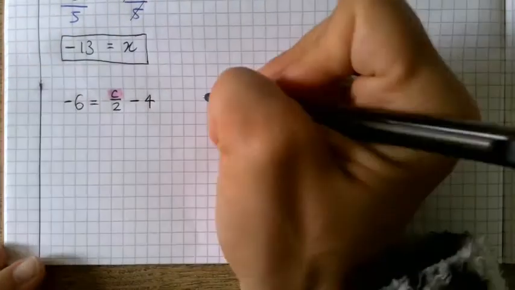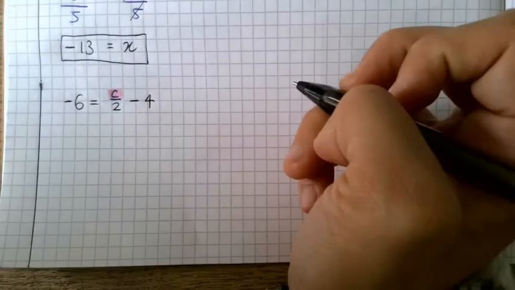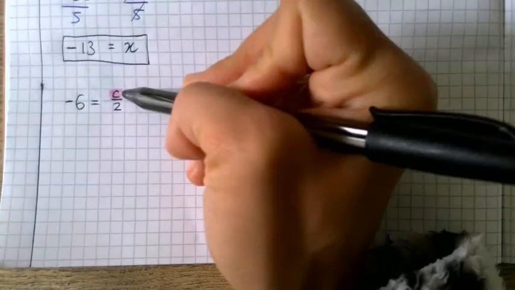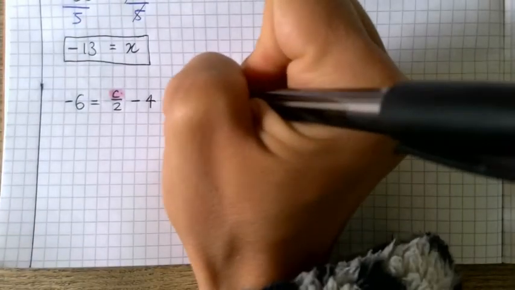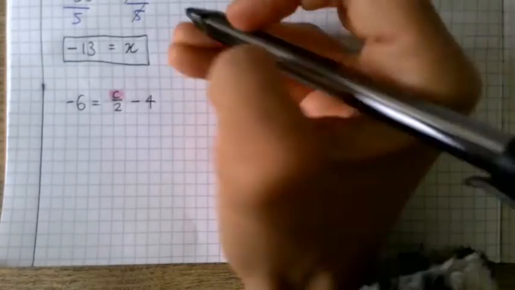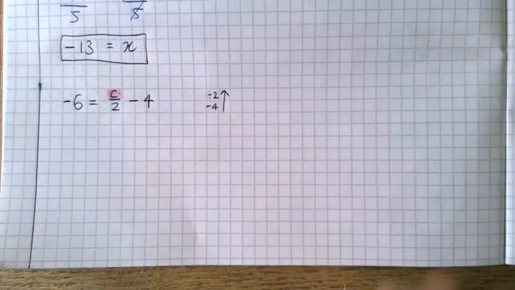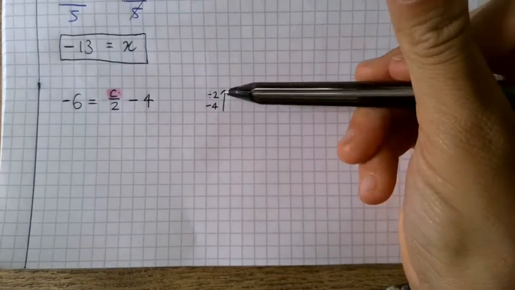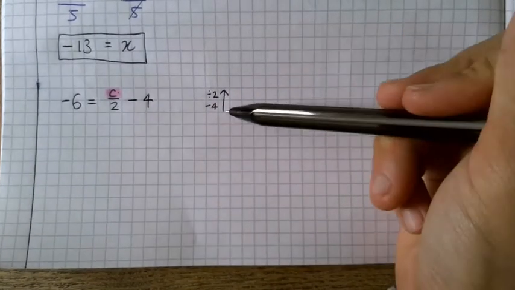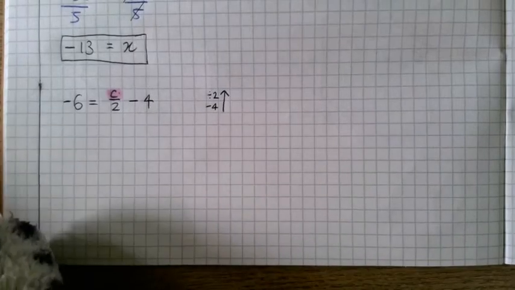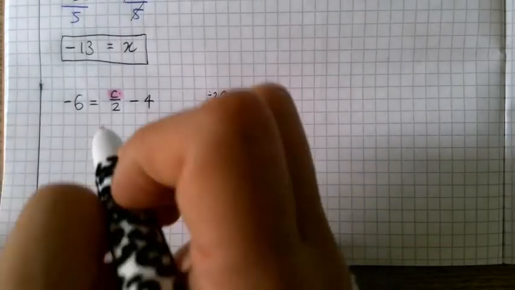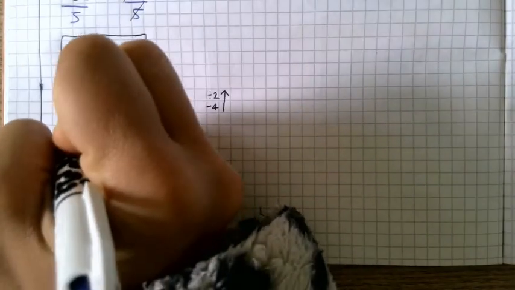Then I think to myself, okay, what's happening to c? And in what order? First, c is being divided by 2. Then 4 is subtracted. And I need to undo these working backwards. So that arrow going up shows me I'm working backwards. So first I need to undo take away 4. I need to do the inverse of take away 4, which is to add 4 to both sides.